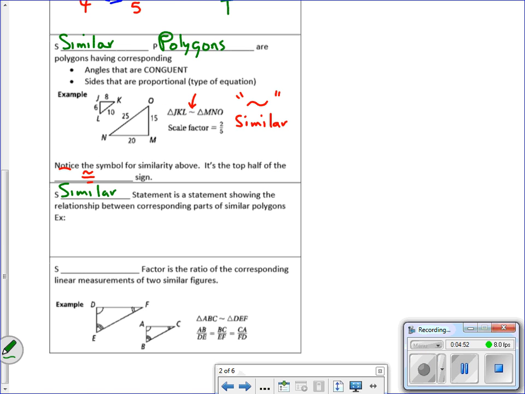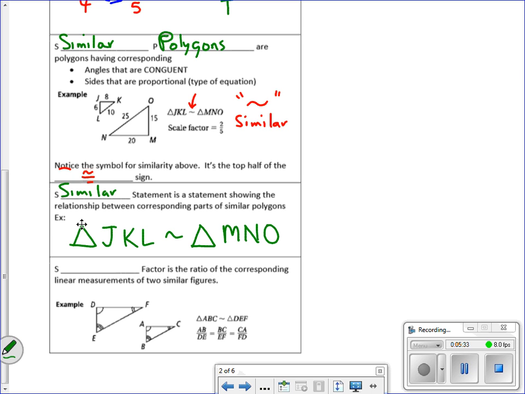A similarity statement is a statement showing the relationship between two corresponding parts of triangles or of similar polygons: the angles are congruent and the sides are proportional. So when we write this, it's very similar to the statement that we did last chapter where we were looking at congruent triangles, or in chapter 4, I believe it was. So we have order mattering, right? Now in my class, we're going to always be writing the first triangle or polygon in alphabetical order, okay?